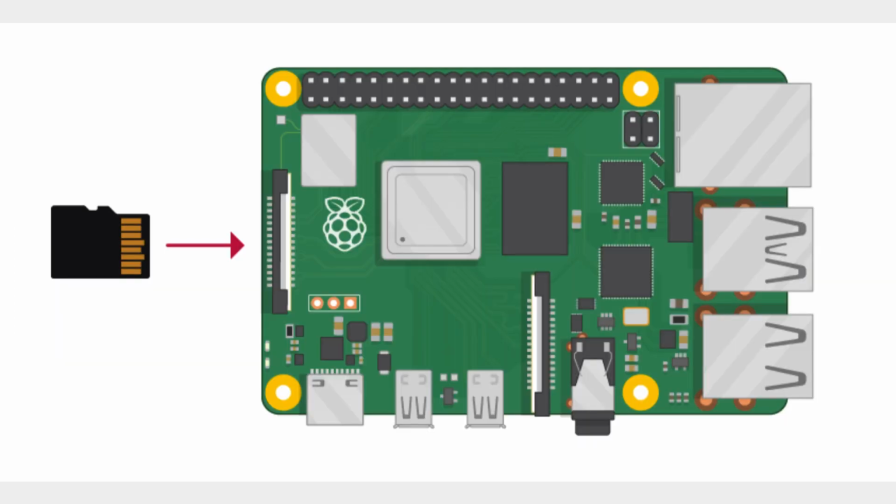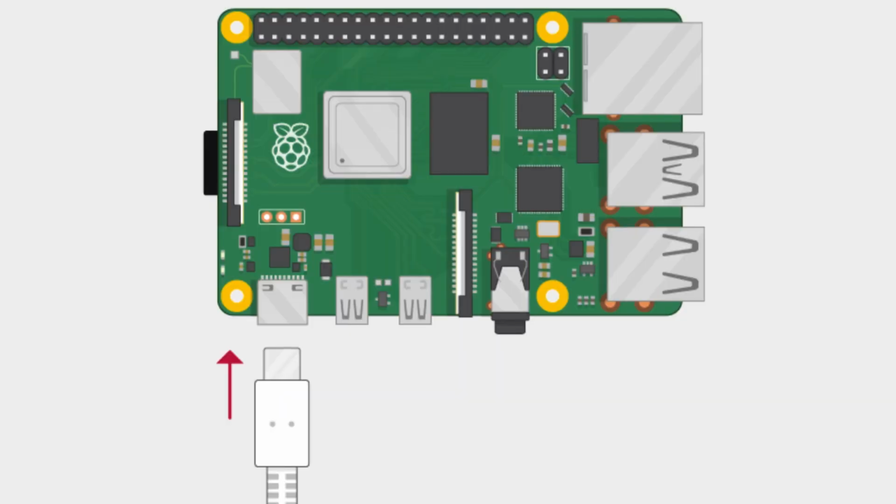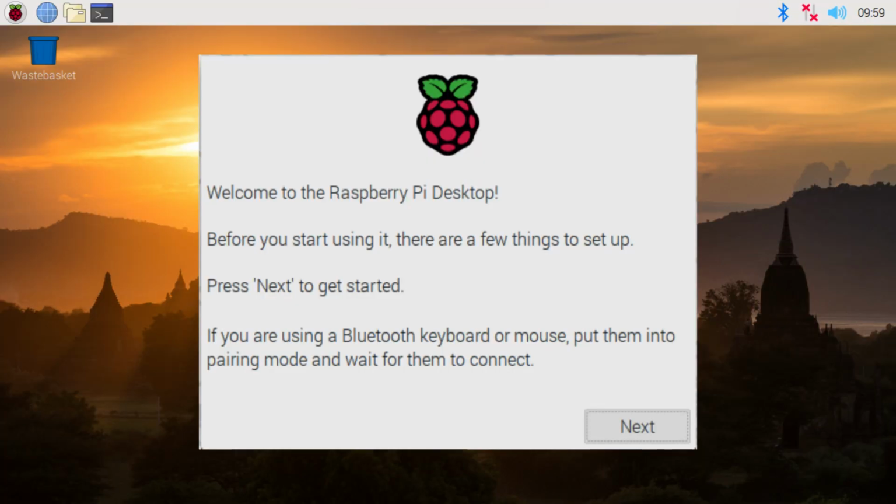Once the installation is complete, safely eject the SD card from your computer. Insert the SD card into the Raspberry Pi. Insert the prepared SD card into the SD card slot of your Raspberry Pi. Power on the Raspberry Pi. Connect the power supply to the Raspberry Pi to boot it up. Wait for the boot process to complete.